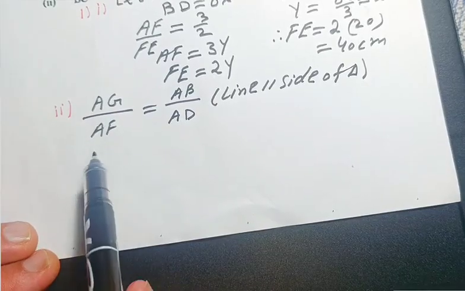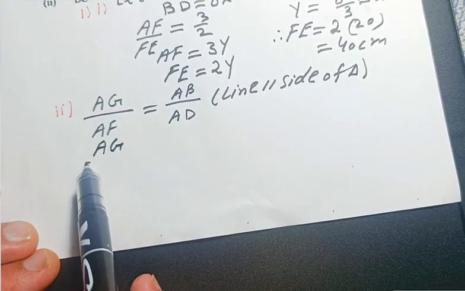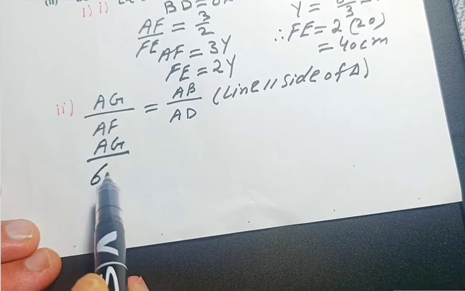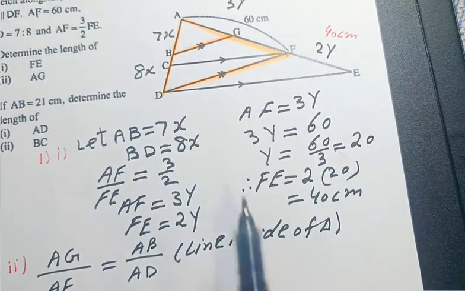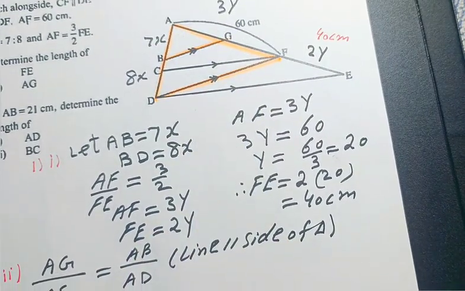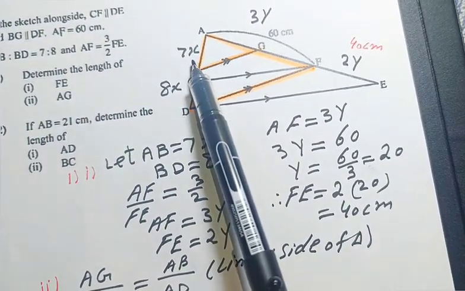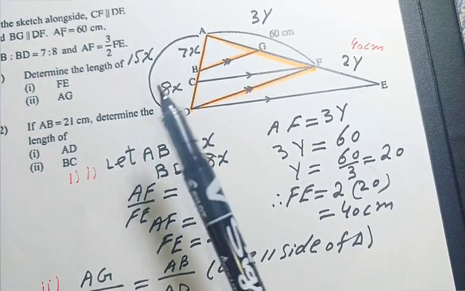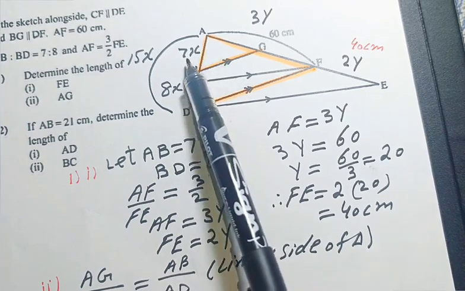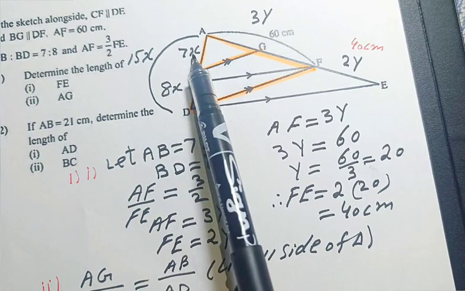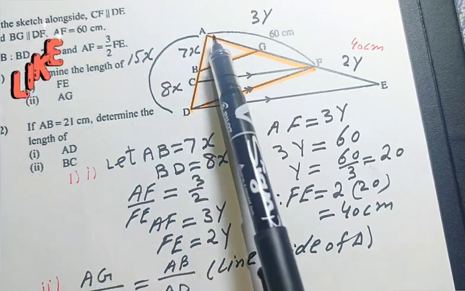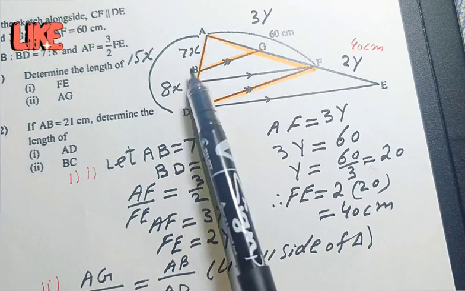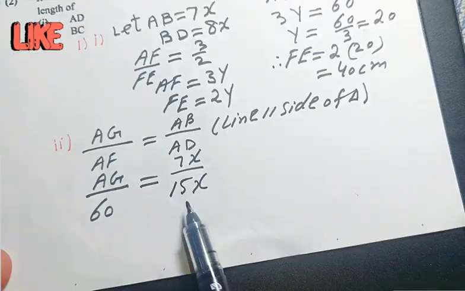AG we don't know, we need to find it. Whatever you need to find, you start from that side first. AF we do have, 60 centimeters. AB we have as 7x, but AD we need to find. You can write on your sketch like this in the exam also. AB is 7 and BD is 8, so AD is 7 plus 8, which is 15. So 7x over 15x.